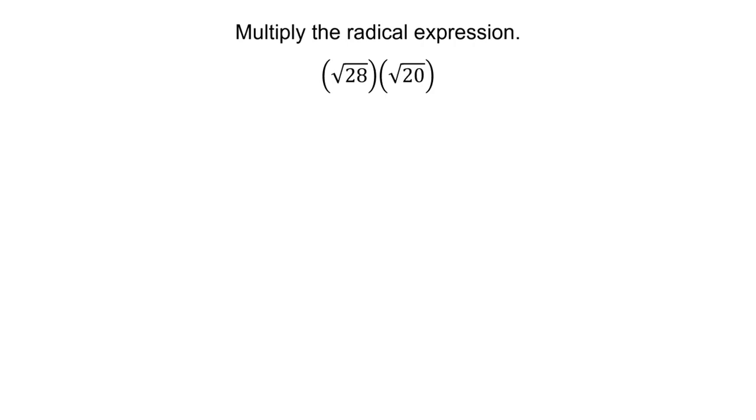Let's first simplify the square root of 28 and simplify the square root of 20 before we multiply them together. The largest perfect square that will evenly divide 28 is 4. So we'll rewrite 28 as 4 times 7. The largest perfect square that will evenly divide 20 is 4. So we'll rewrite 20 as 4 times 5.